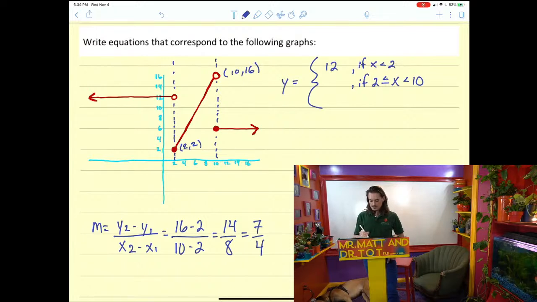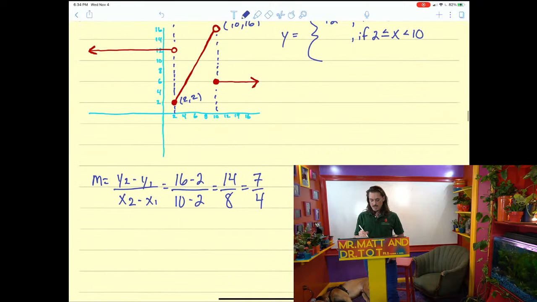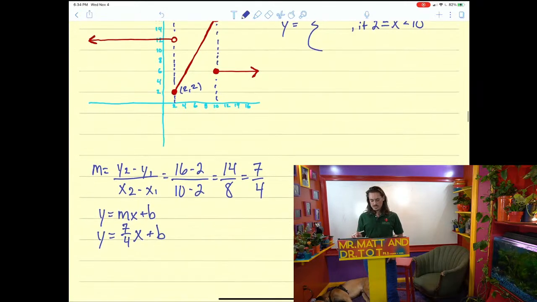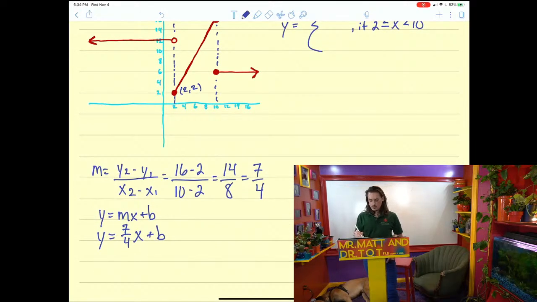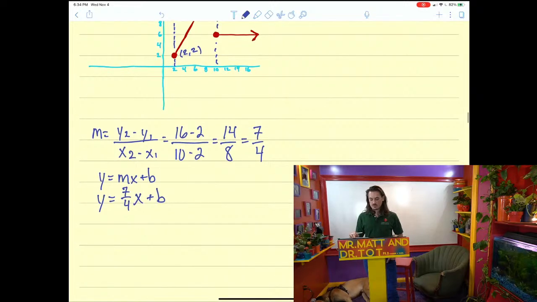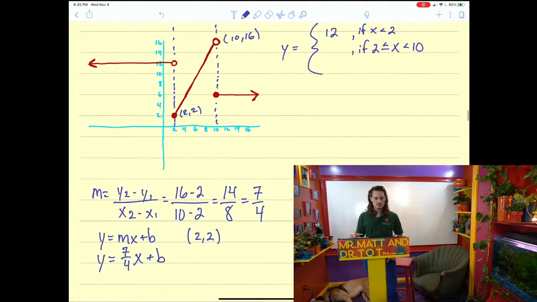And you can take that and plug it into your mx plus b form. So y would be equal to mx plus b, which is the slope-intercept form. We know what m is now. M is 7/4. So 7/4 x plus b. And you could take any one of these points, like (2, 2), and plug it in for x and y to solve for b here. We could have also used point (10, 16), but I'm just using smaller numbers because they're easier to work with.